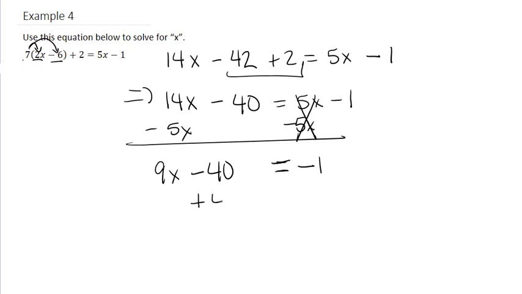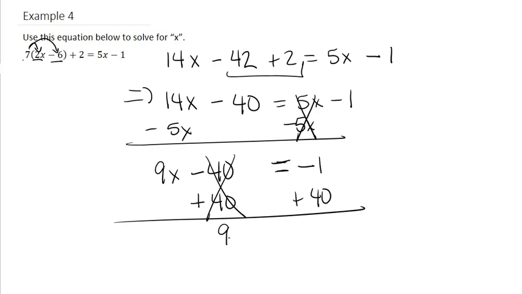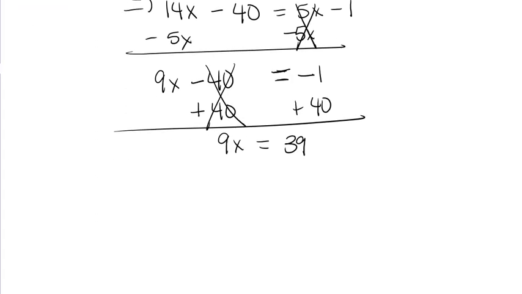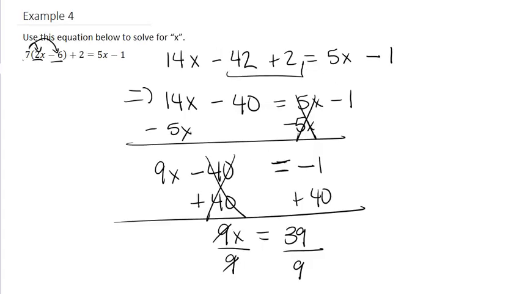Then what we'll do is add 40 to both sides, start isolating this x. This just becomes 0, so we're left with 9x, which is equal to 39. And then to get x all by itself, we'll divide by 9 on both sides. So therefore, x is equal to 39 over 9.